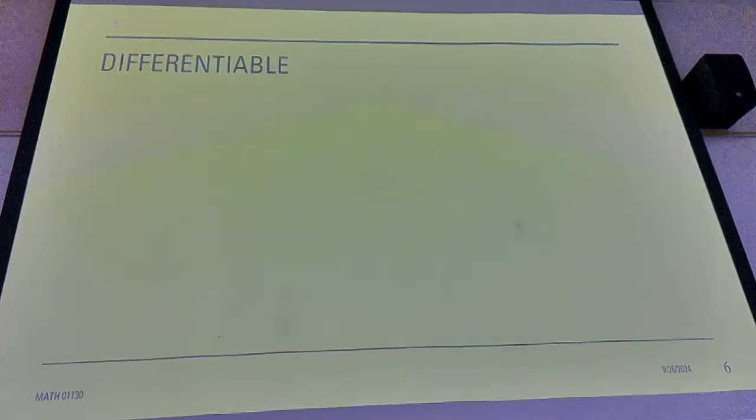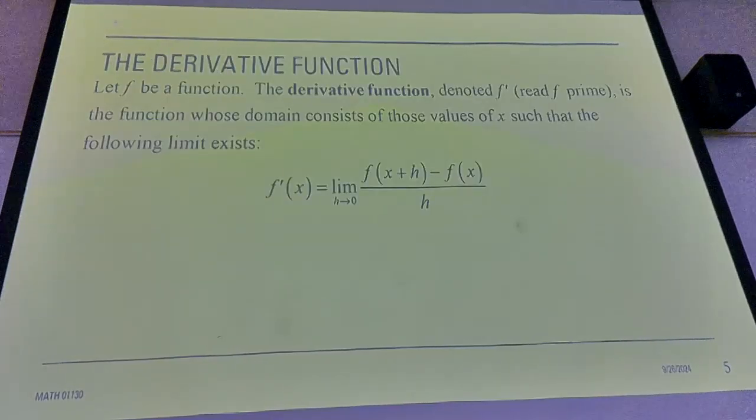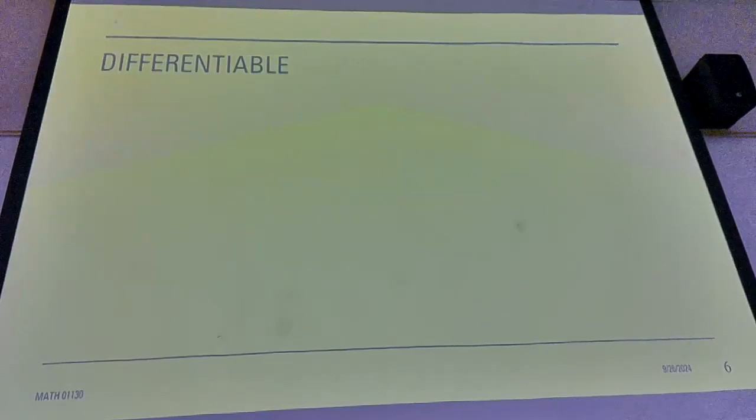Now, of course, it's a function, which means it has a domain. And its domain is all the values of x where that limit exists. Which brings in the idea of differentiability. What does it mean for a function to be differentiable? Well, differentiable at a if f prime of a exists.